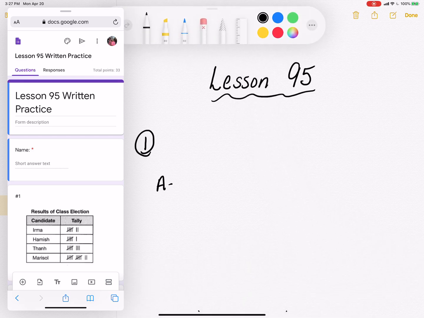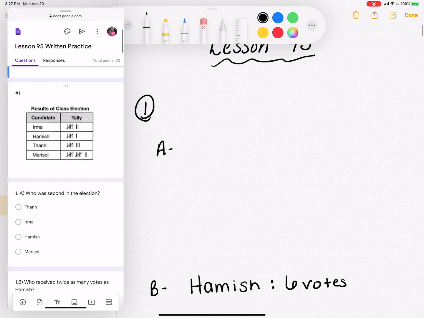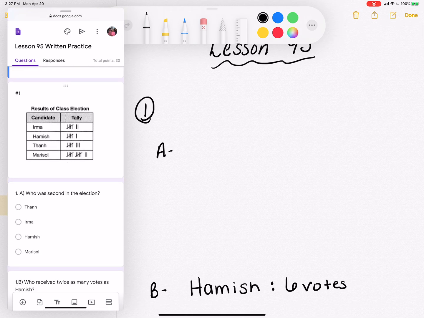Alright guys, today's lesson is lesson 95. Number 1, use this tally sheet to answer parts A through C. So here's the tally sheet. Who was second in the election? So the person who got the most votes, looks like it was Marisol there at the bottom. Who got the next most would be the second.